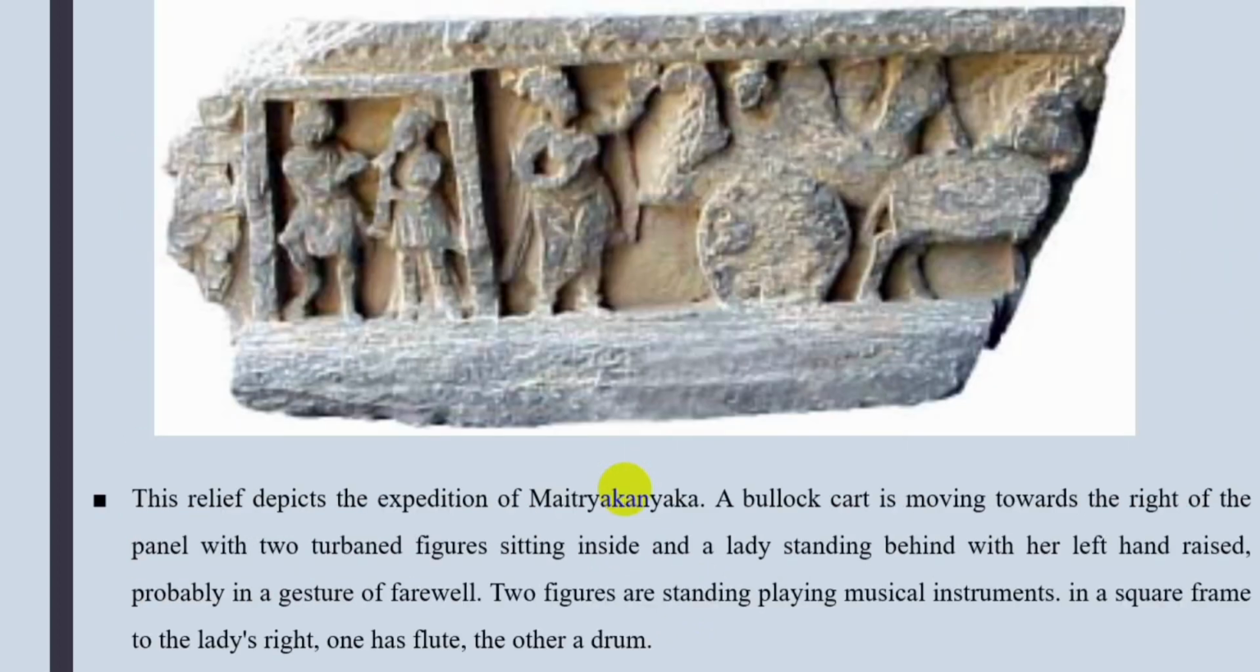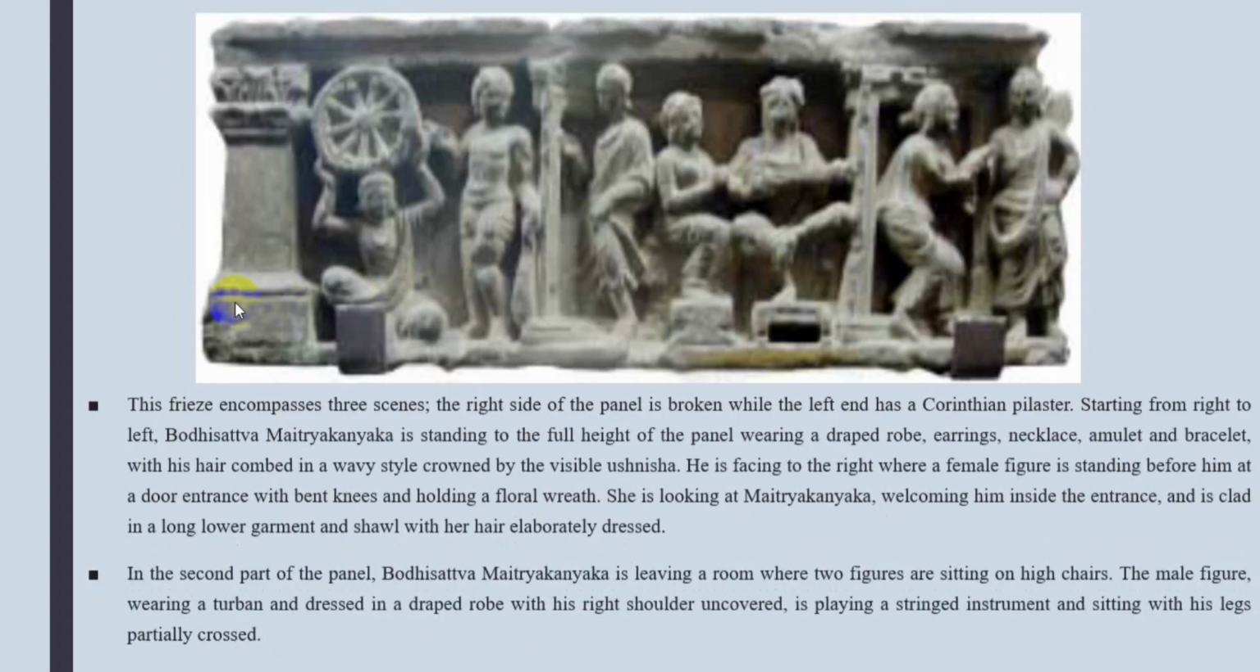The first relief in this regard depicts the expedition of Maitra Kanyaka, and a bullock cart can be seen here, which is moving towards the right of the panel, with two turbaned figures sitting inside, and a lady is standing behind the bullock cart with her left hand raised, perhaps in the gesture of farewell. And here two more figures can be seen standing in a square frame and playing music. The lady to the right has a flute, and the other one holds a drum.